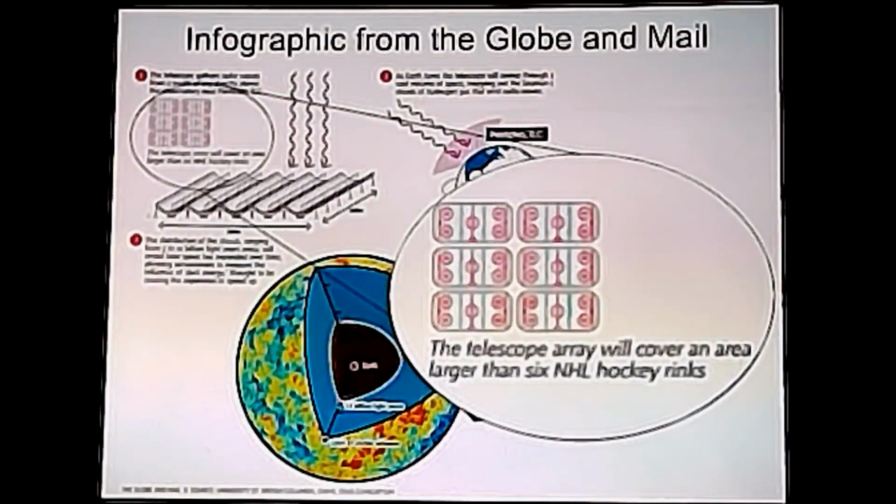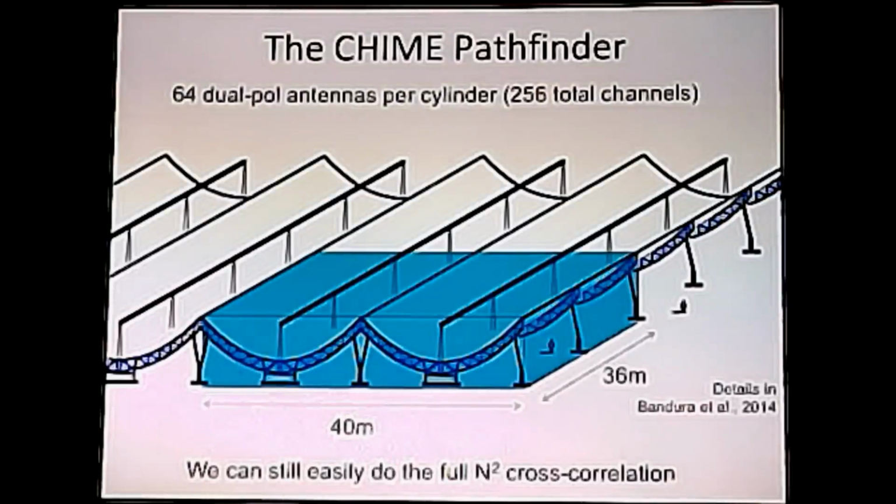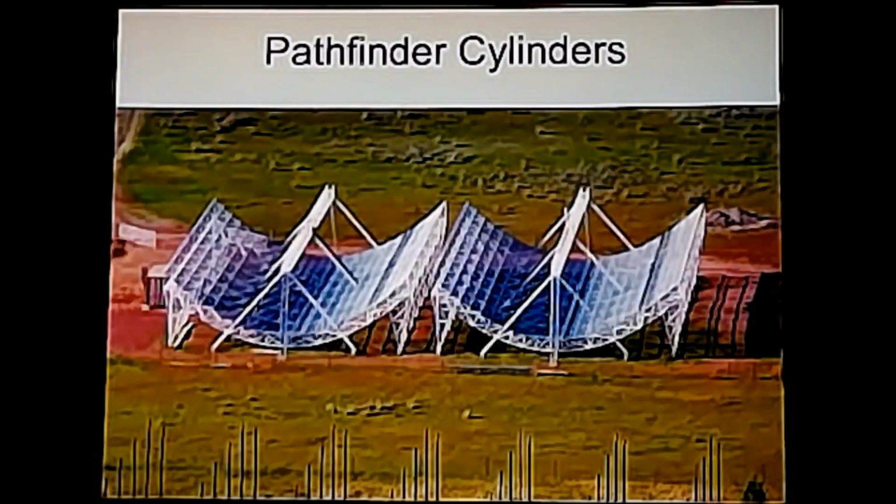So because this is an experiment, and because we wanted to make sure that it would work, we started with a small one, what we call the Pathfinder, which was just 2 of these cylinders, just a shorter amount, where you can still do all the traditional radio interferometry to verify your project. So this we built sort of 4 years ago.